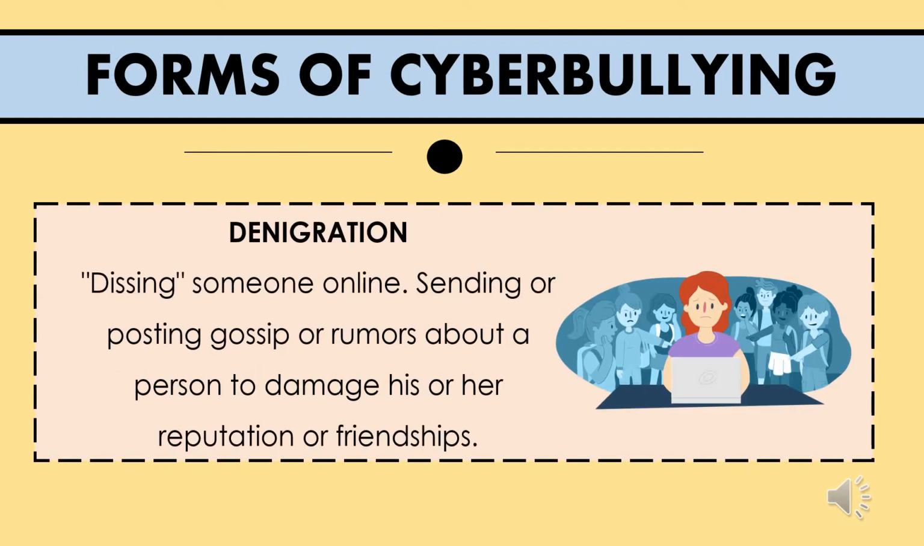Next, denigration or dissing someone online: sending or posting gossip or rumors about a person to damage his or her reputation or friendship. Example, this is a form of chismis, a blind item with a name. Like there is a gossip or rumor in your neighborhood that Inday is pregnant, and that is not true. Then you post it on the internet, Inday is pregnant, blah blah blah, then that is a form of denigration. Inday can report you to the police.